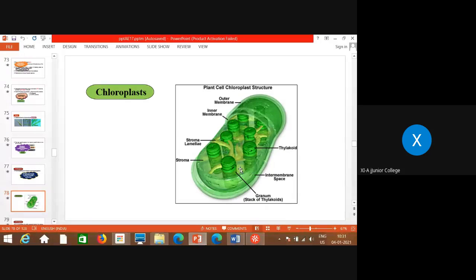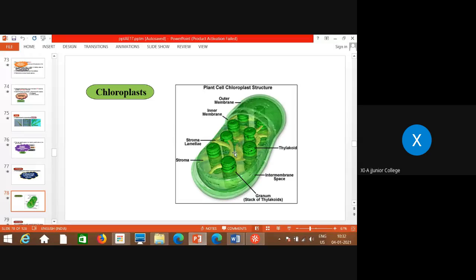Inside the inner membrane, you can see these green colored structures which look like a stack of coins. The coins are placed one above the other. Like that, you can see the entire pile of these coin-like structures, and the entire structure is called a granum. These green colored structures looking like a stack of coins, placed one above the other, are called a granum. This is a singular granum, this is another granum, these are all grana.